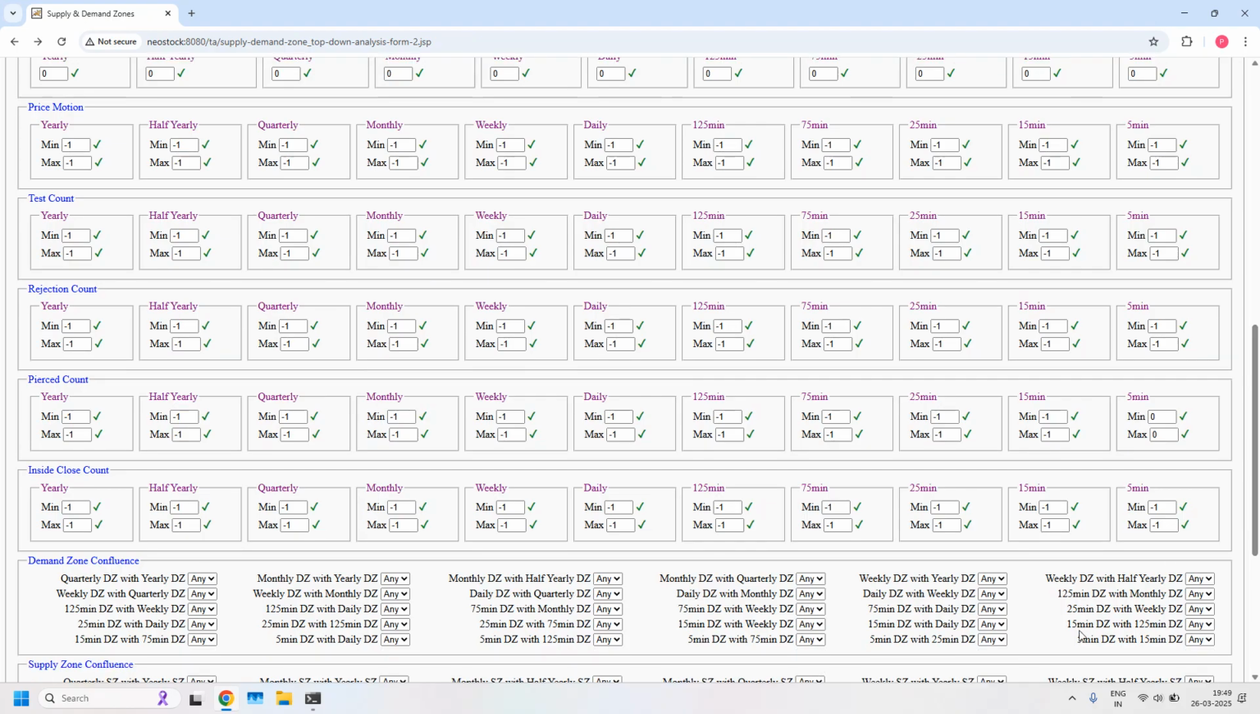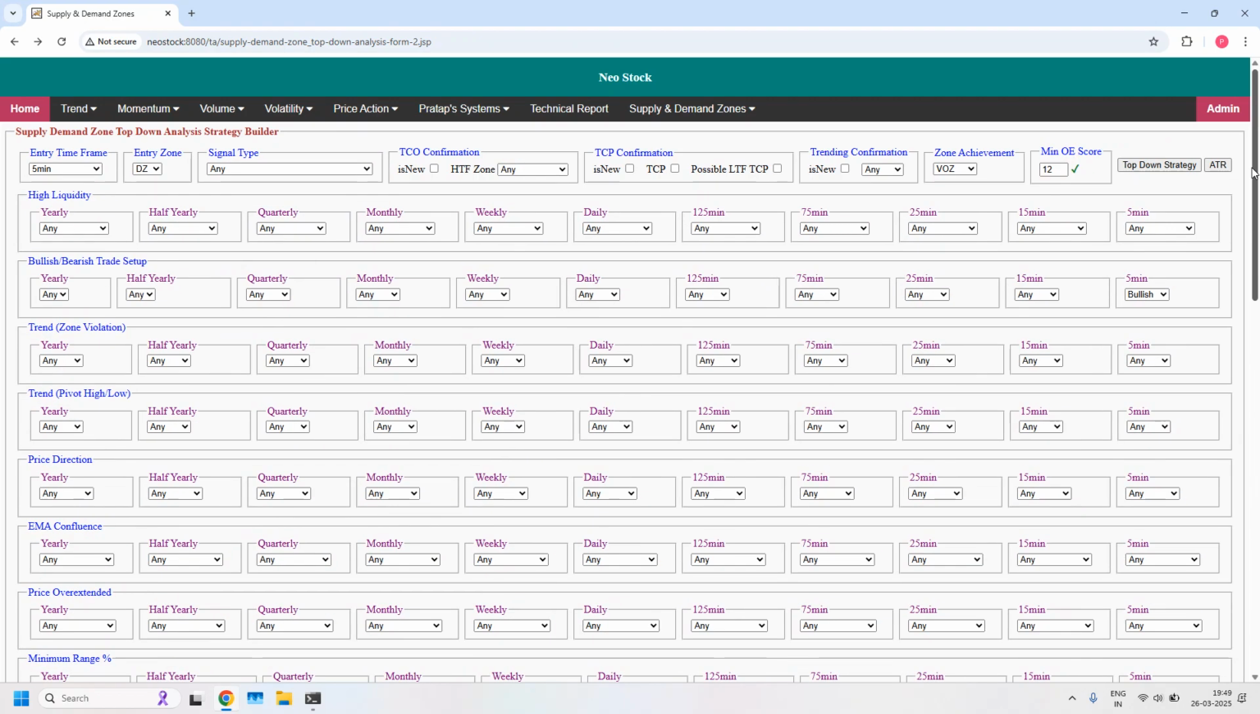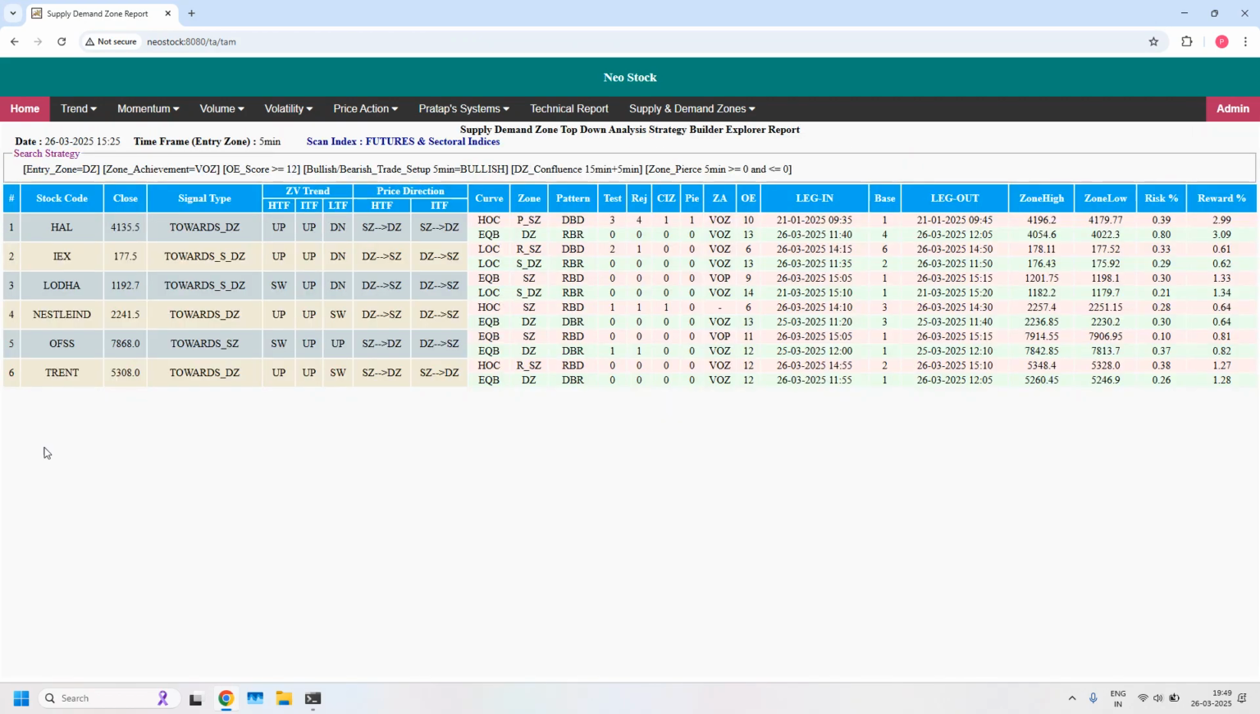So that is 5 minutes demand zone with 15 minutes demand zone confluence. I enable the filter. So 6 stocks are filtered. In all the 6 stocks, these 5 minutes demand zones are overlapped with the 15 minutes demand zones, all these 5 minutes demand zones. And the 15 minutes trend is uptrend, ITF trend.